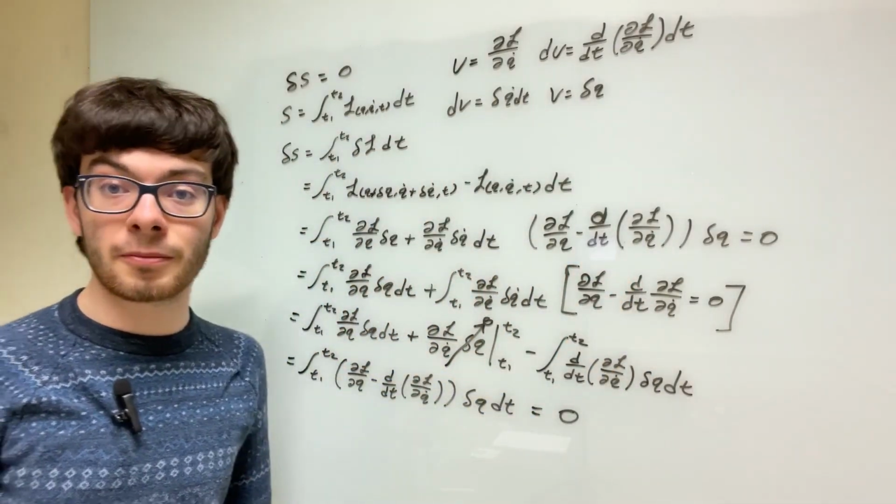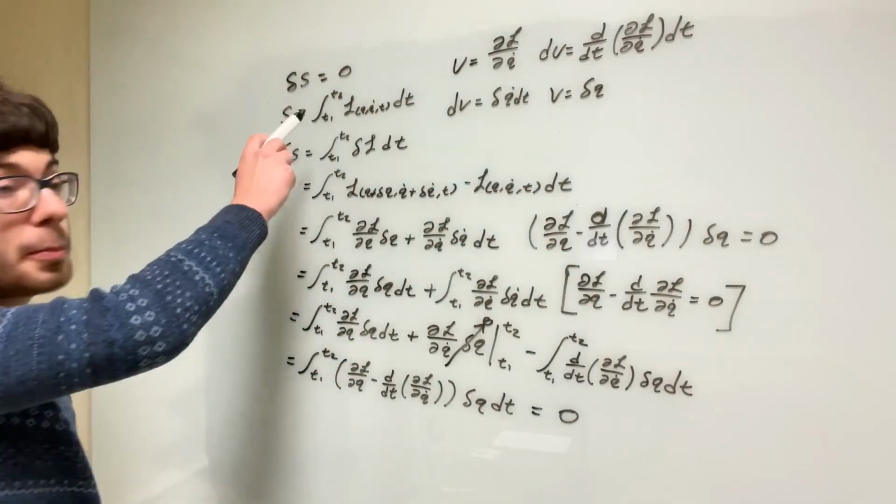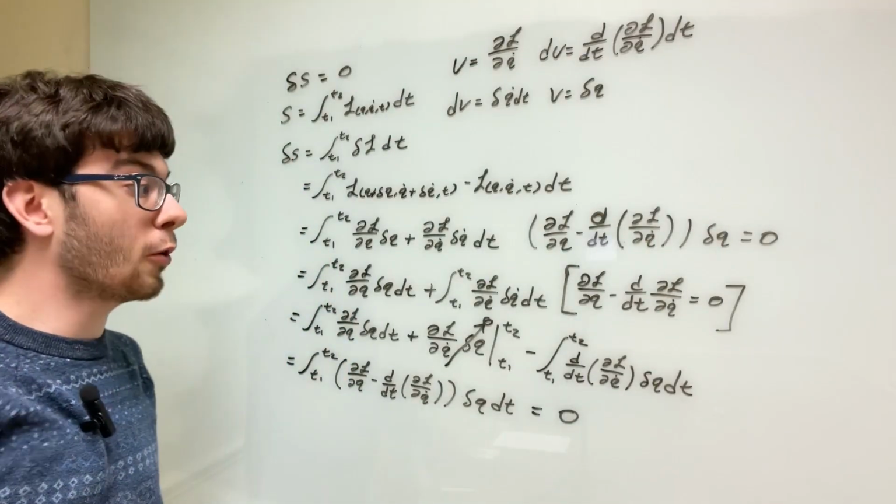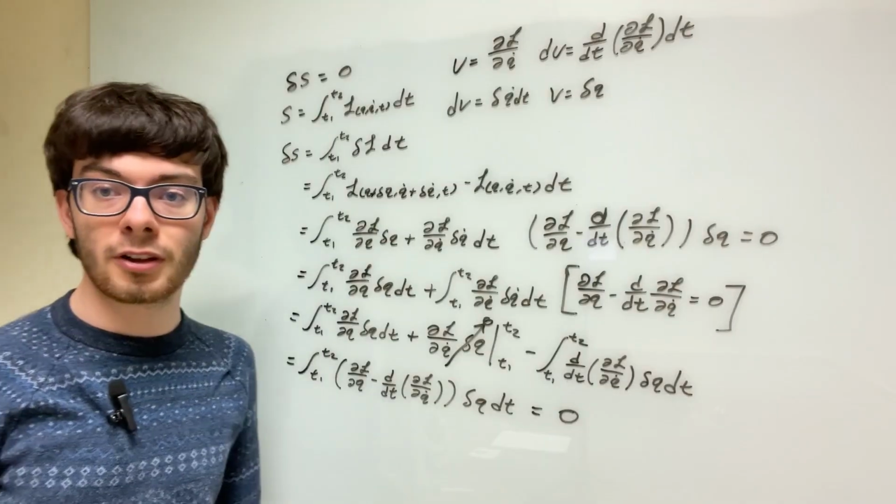So there we have it. We have just used Hamilton's principle and derived the Euler-Lagrange equation.